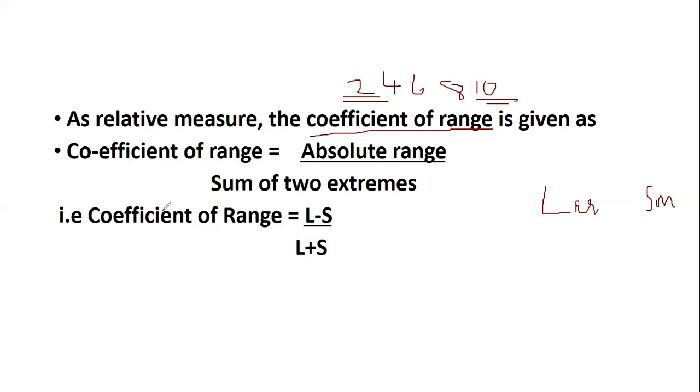So sum of two extremes means largest value plus smallest value. Absolute range is your normal range formula, L minus S, divided by sum of two extremes, which is L plus S. That means the formula for coefficient of range goes like this: L minus S divided by L plus S.